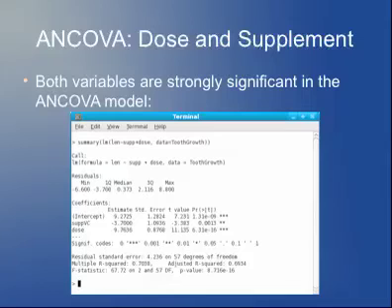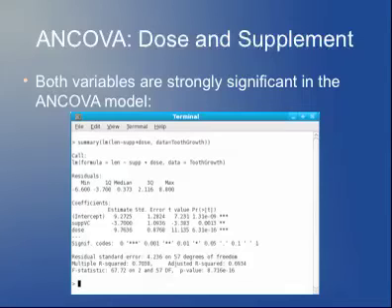What if we do an analysis of covariance model including both dose and supplement? Well, something interesting happens. Now we get a fairly strong effect of both variables, that the ascorbic acid is associated with significantly lower tooth growth than orange juice. In this case, this is a dummy variable. VC stands for ascorbic acid. It took the orange juice group, or OJ, to be the baseline.